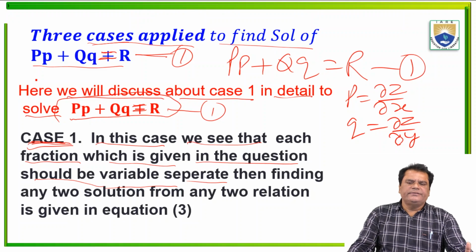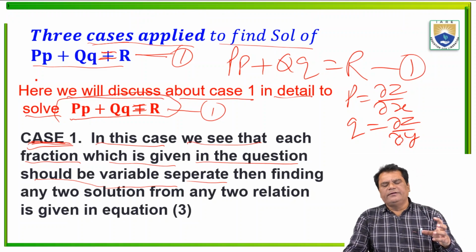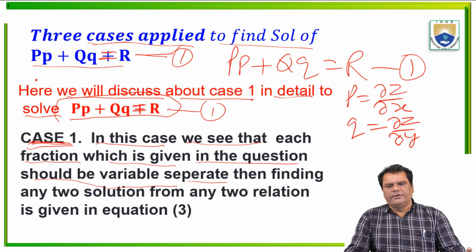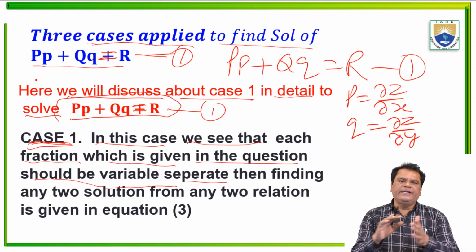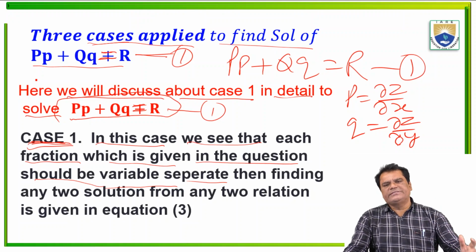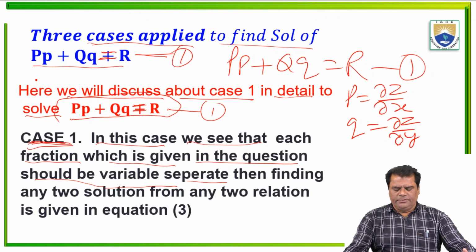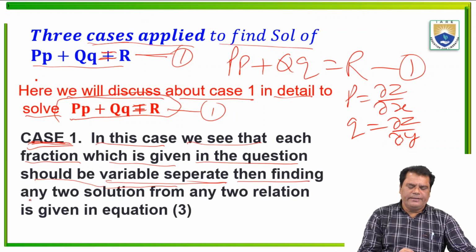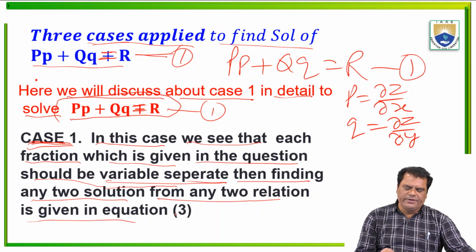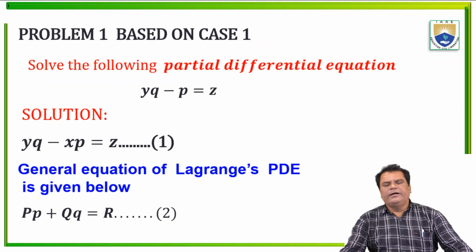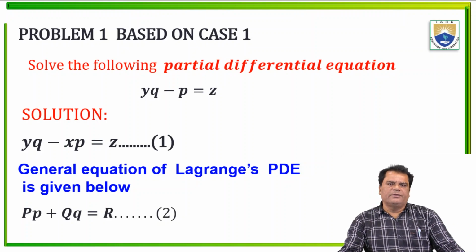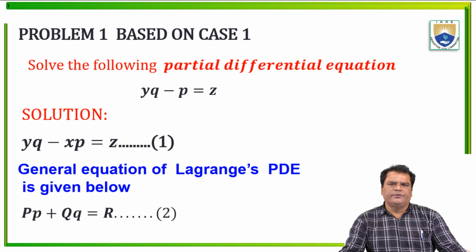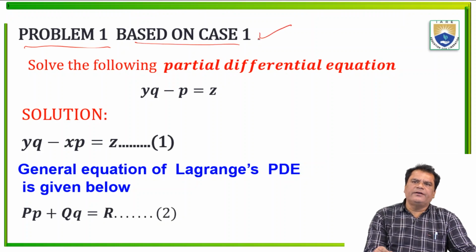Next, in case 1, in each fraction the variables are separate. This means we take any two fractions as equal, fraction 1 equal to fraction 2. Then we can integrate easily if the variables are separate. So finding any two solutions from any two relations is given in equation 3. Now we want to solve some problems based on the Lagrange linear partial differential equation of first order and first degree. So, problem 1 based on case 1.